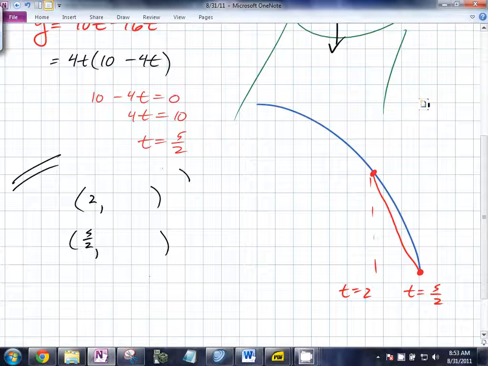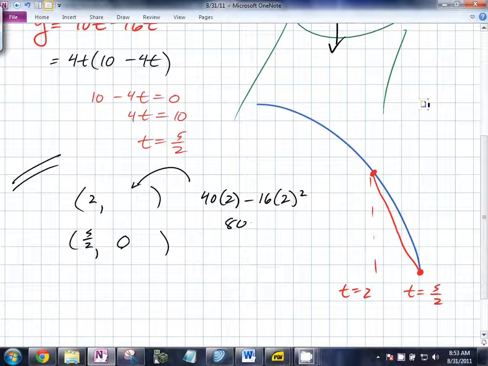What's going to go right there? You know it's 0. You know that one is 0, but this one's 2. You know it's going to be 40 times 2 minus what? 16, 2 squared, right? So that's going to be 80 minus what? 64, which is 16. So what's the slope between those 2 points?